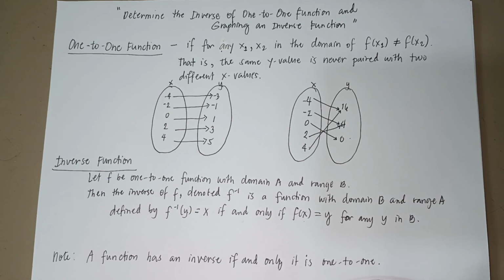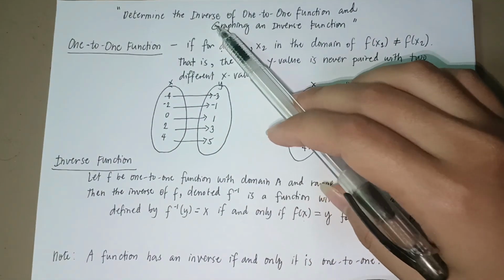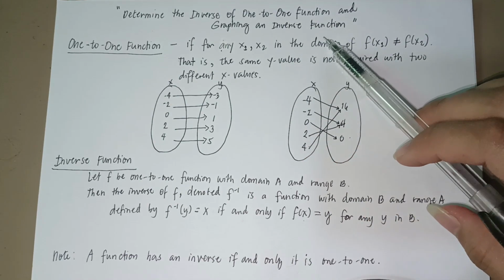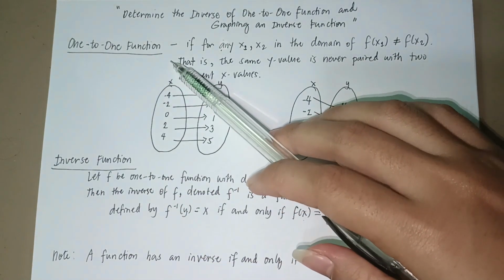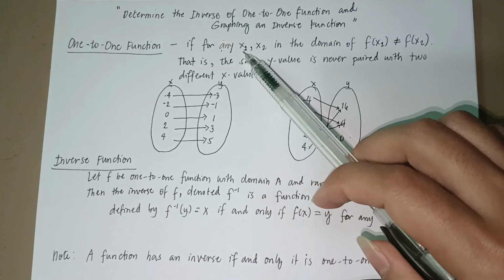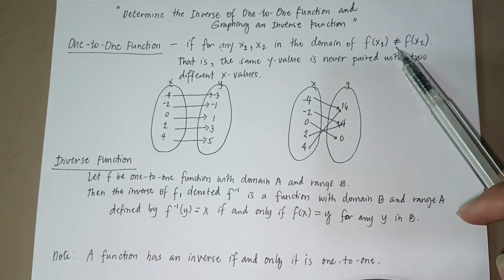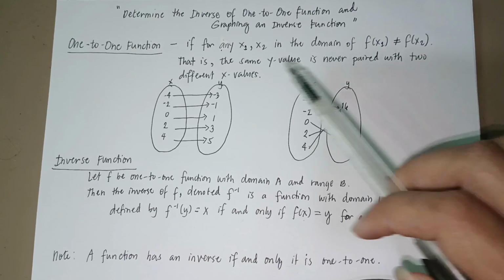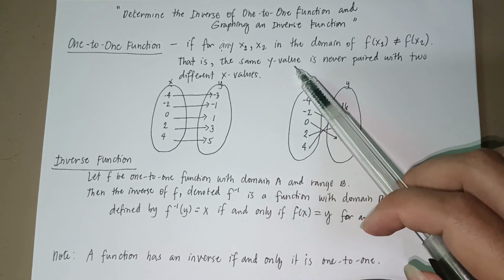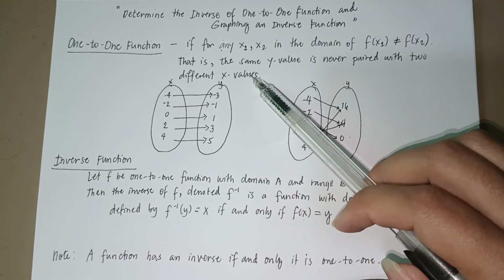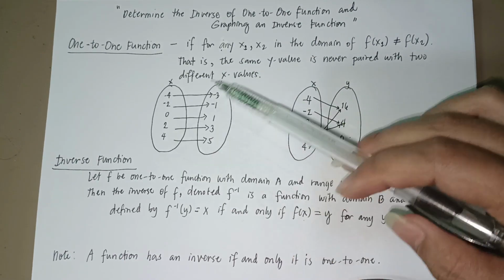Today's topic is to determine the inverse of a one-to-one function and graphing an inverse function. First, what is a one-to-one function? If for any x1, x2 in the domain of f, f of x1 is not equal to f of x2, that is, the same y value is never paired with two different x values. Let's see this mapping diagram.